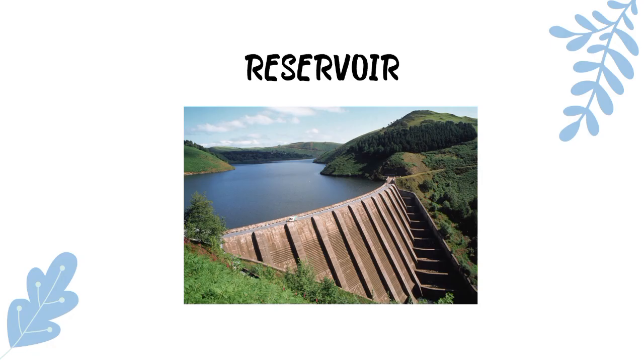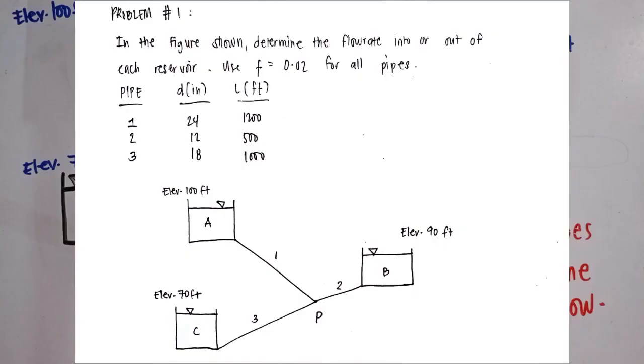Moving on to our next topic, we have pipe connecting reservoir. So, what is a reservoir? It is a large storage of water. And in these problems, we should still consider head losses since the reservoir has a connection to the pipeline system. For the first three reservoir problems in the figure shown, determine the flow rate into or out of each reservoir. Use f equal to 0.02 for all pipes.